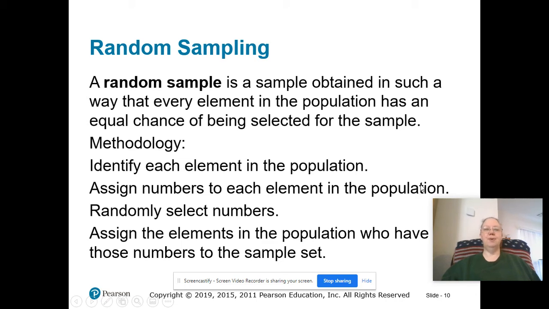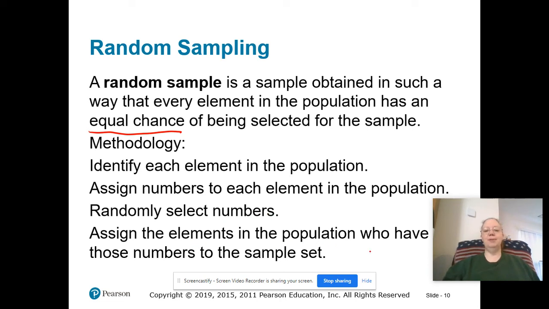So, a random sample is a sample obtained in such a way that every element in the population has an equal chance of being selected. One way to find a representative or random sample is to describe the elements of the population. So, do we have both males and females? Do we have younger people and older people? Do we have wealthy people and people who don't have as much money? Okay, so identify each element in the population. Assign numbers to each element in the population and randomly select those numbers.